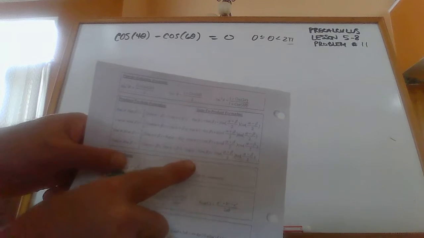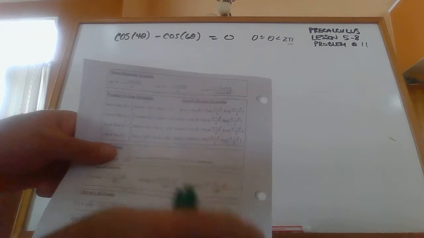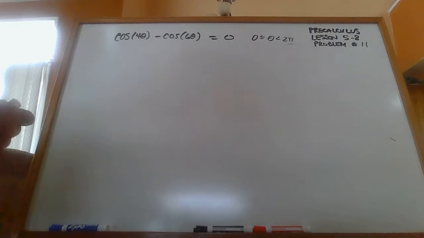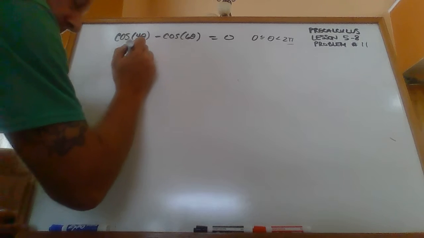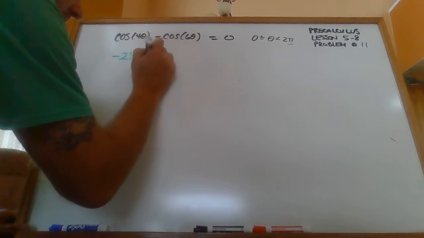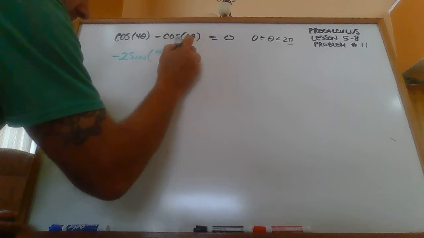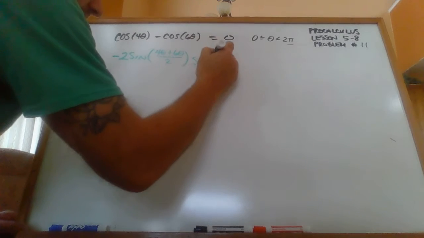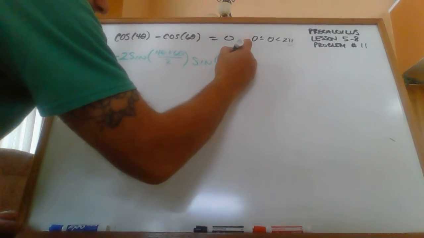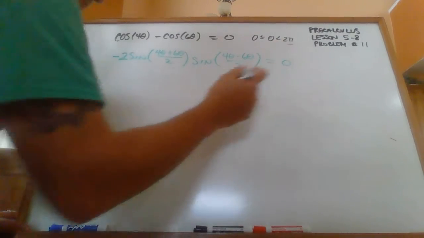sheet is we're going to want the difference of two cosines. It's this very bottom one right here. So this becomes -2 sine of alpha plus beta, so that's going to be 4 theta plus 6 theta over 2, times the sine of alpha minus beta divided by 2, and that will all equal 0.